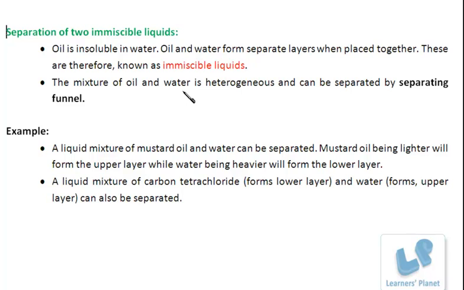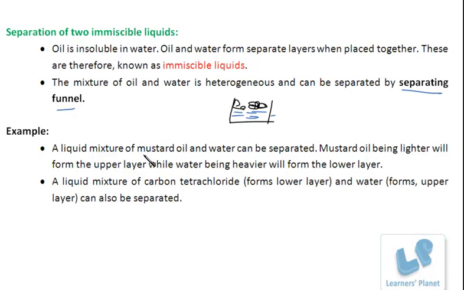See, oil is insoluble in water. Oil and water form separate layers when placed together. So these are known as immiscible liquids. The mixture of oil and water is heterogeneous. How? The oil forms a separate layer. This is oil and the one below is water. The mixture of oil and water is heterogeneous and can be separated by a separating funnel.